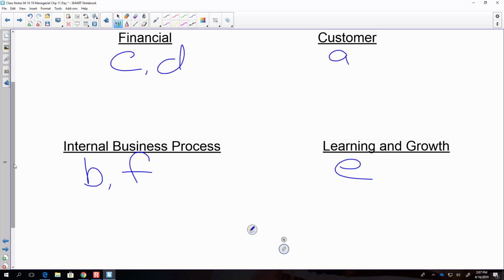Olivia, letter G. Learning and growth? No, customer. Customer is the better choice. Yeah. Letter G is here. H, cycle time, which we're going to compute shortly, is under the internal business process. Oh, I is a big one. Learning and growth. I is strategic job coverage.